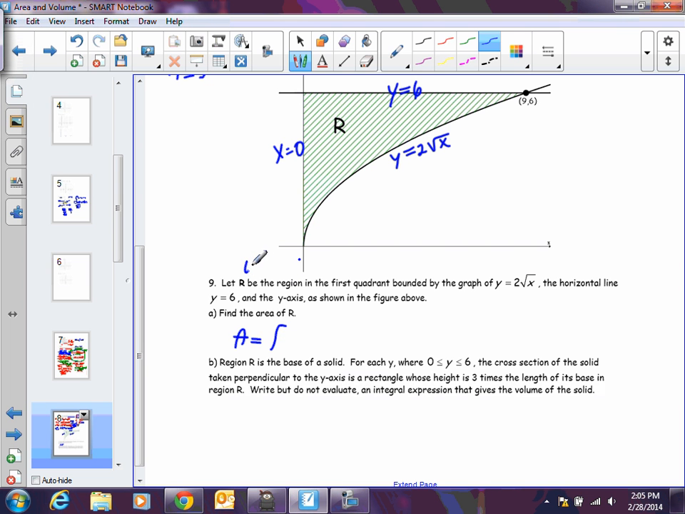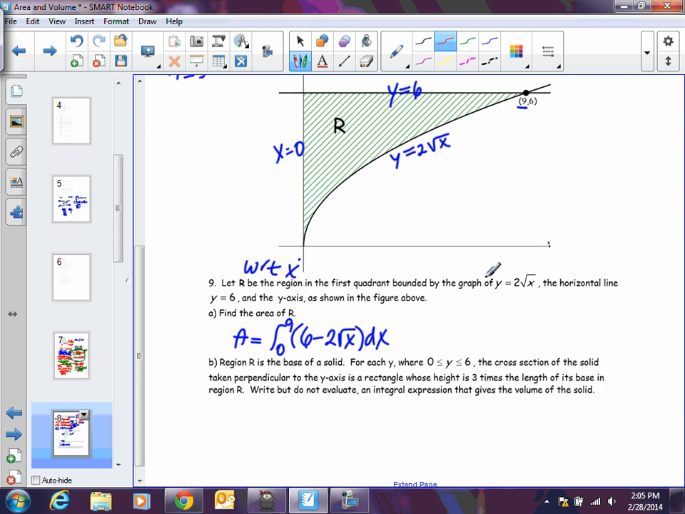Okay, so we already said this is going to be with respect to x. So what were your bounds? If you got the wrong answer, it's probably for this reason. 0 to, look, if we're with respect to x, we've got to go left to right. So you need to use 9. So 0 to 9, and then top minus bottom. 6 minus 2 root x dx.